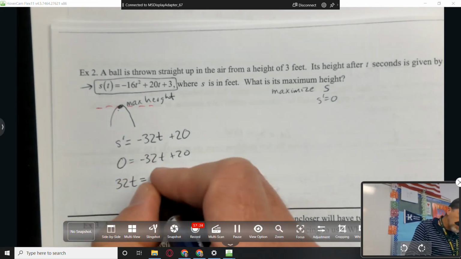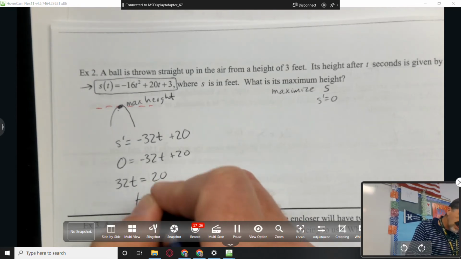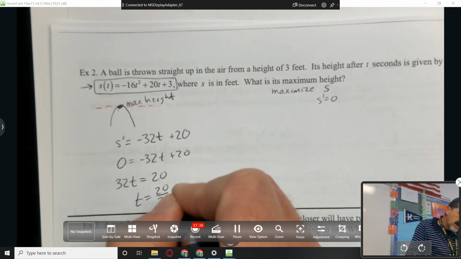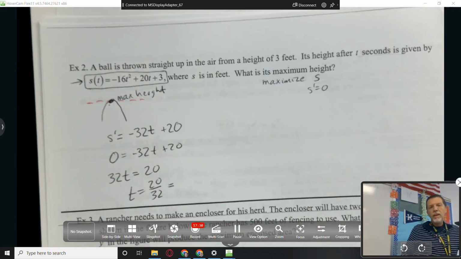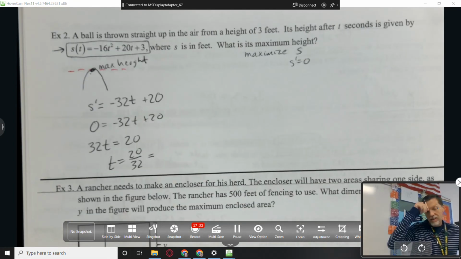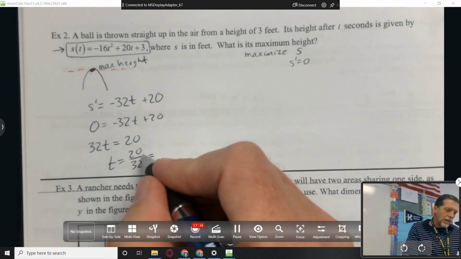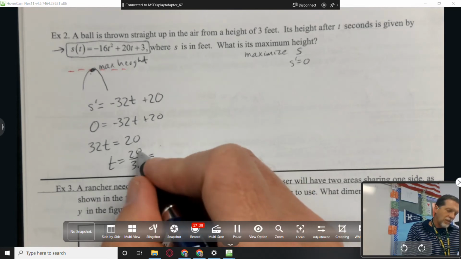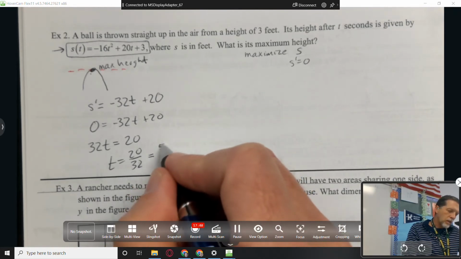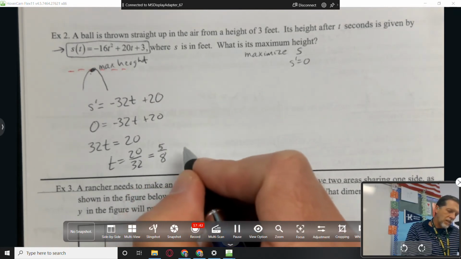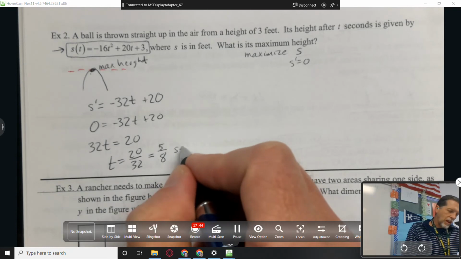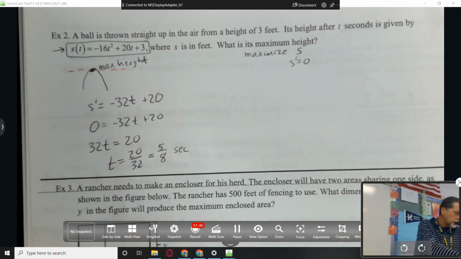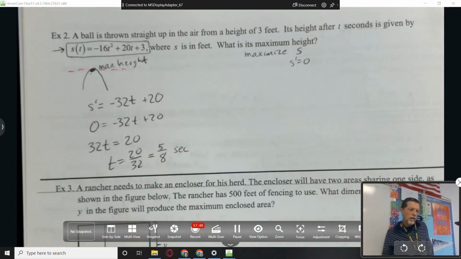32t equals 20. T equals 20 over 32. Again, that's an acceptable answer, but I should reduce. Divide top and bottom by 4: 5/8. And t is in seconds. Okay, is that my answer? No. Why not? Because you have to find the height.